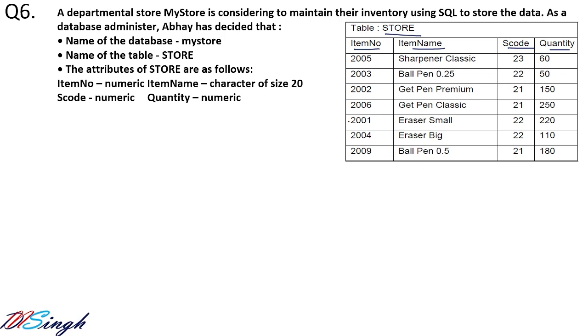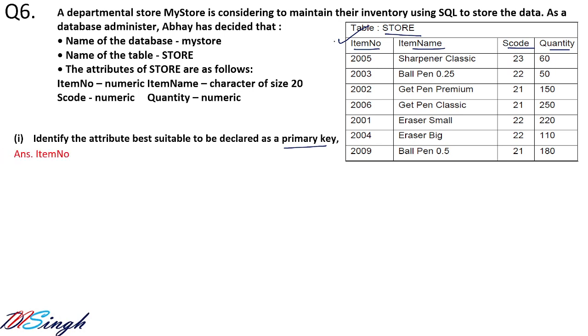No. Any null value is there? No. Okay, fine. Let us see the question. Identify the attribute best suitable to declare as primary key. So this particular item number is satisfying both the conditions of the primary key, because it is having no null values and no duplication. So that item number can be the primary key.